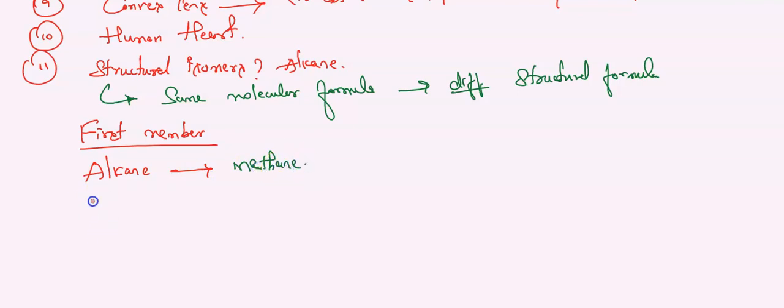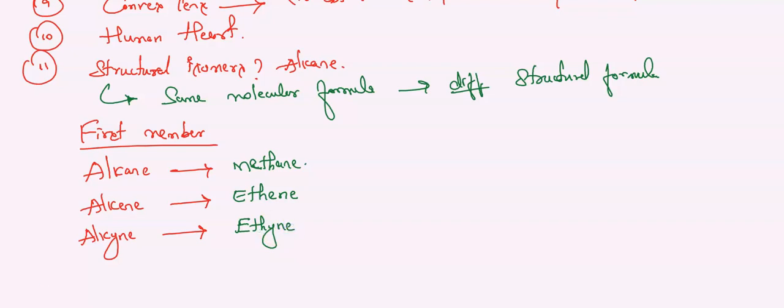Methane. First member of the alkene group? Ethene. Always in alkane it starts from meth, alkene starts from eth. Then the alkyne group, ethyne. Remember, these are the first members of the hydrocarbons: alkene group and alkyne group, ethyne. Concepts are clear?